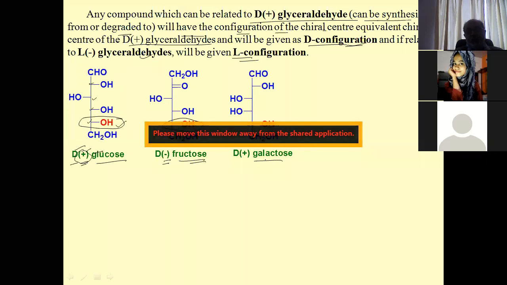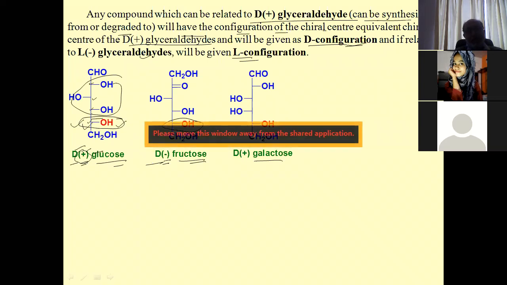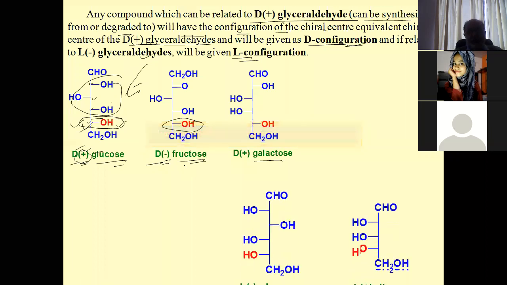D plus galactose. So when we talk of D-galactose, D-glucose, D-fructose, we are not actually looking into other chiral centers. We are looking only at these chiral centers, which were there in the glyceraldehyde. Because from glyceraldehyde, we can build up this molecule, or from this molecule, we can go down to glyceraldehyde. So when we take carbohydrate chemistry, that time it will become more clear.